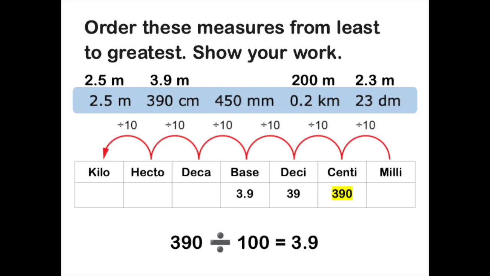Next, I'm going to convert 390 centimeters to meters. Because centimeters are 2 steps away from meters, I'm going to divide by 100. I know that I'm dividing because I'm going from left to right. 390 divided by 100 is 3.9. Therefore, 390 centimeters is equal to 3.9 meters.